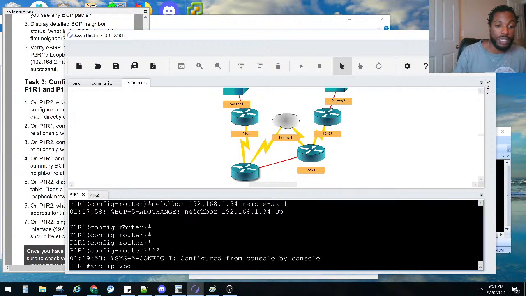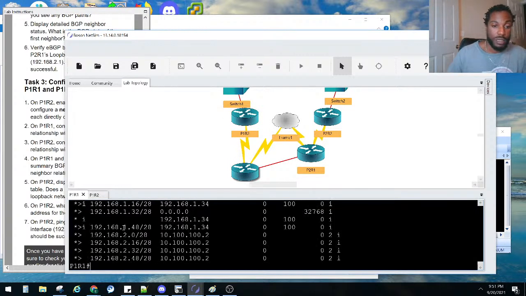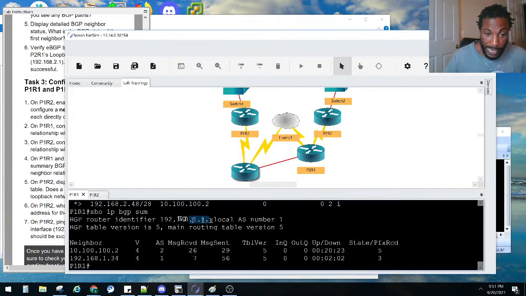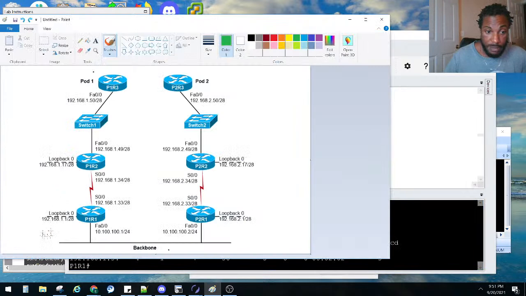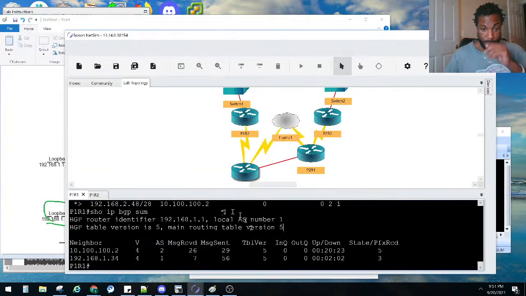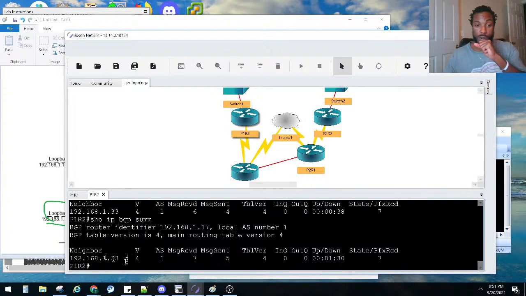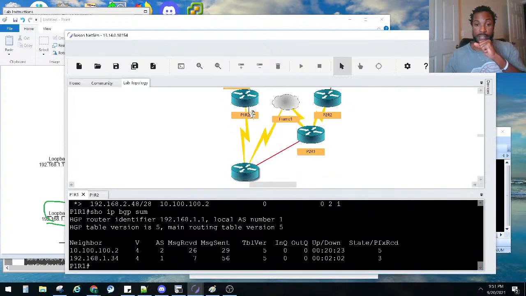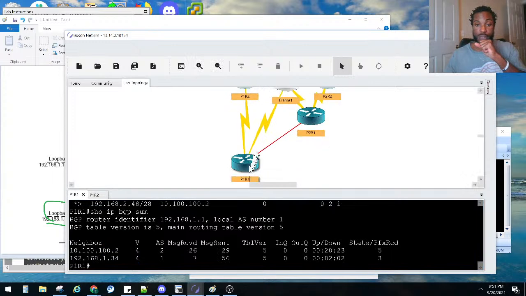Show IP BGP summary. We'll see my router ID is 1.1. What is that? That is my loopback, 1.1. Local AS, same AS, because it's internal, right? The BGP table. He has 2 neighbors. Notice he has 2 neighbors. This guy only had 1 neighbor, right? See, watch. He got 1 neighbor. He got 2 neighbors. Who is that? That's this guy, and that guy is his neighbor. That's why he got 2 neighbors in that output there.